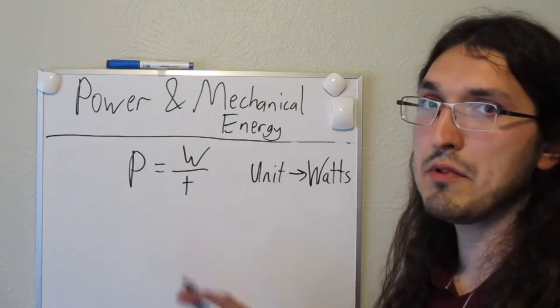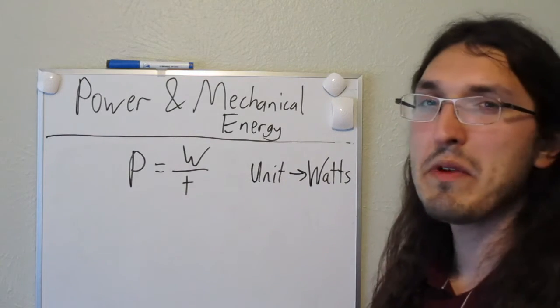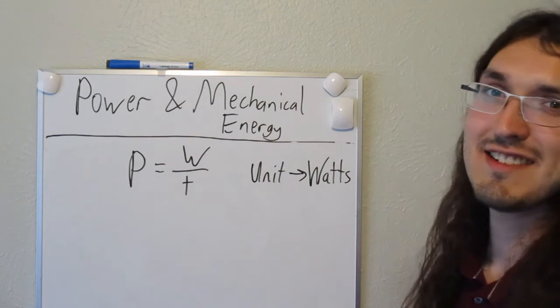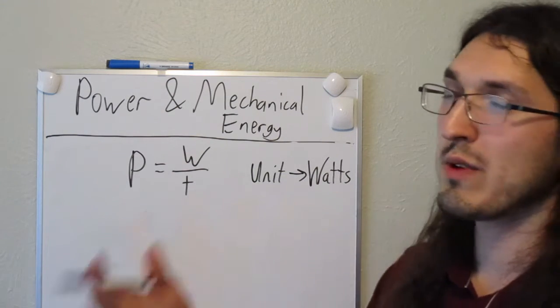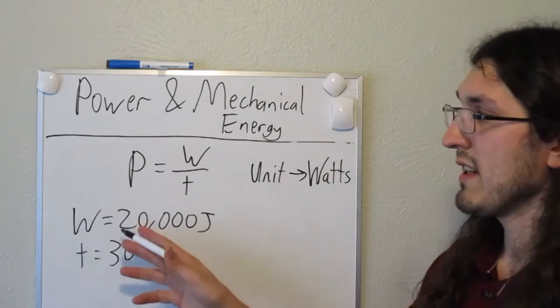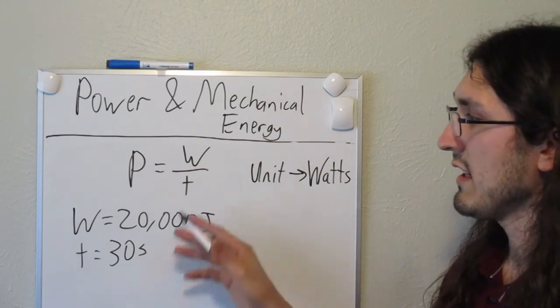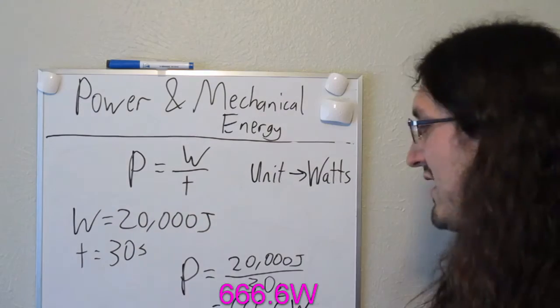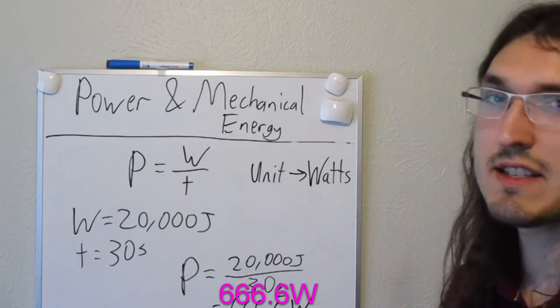I'll go ahead and do a quick example to calculate power. Let's say we want to know the power output of a sumo wrestler who is doing about 20,000 joules of work in 30 seconds. Okay, I would just plug in 20,000 here and 30 here. Okay, then I'll plug this in my calculator. The answer I get is 666.6 repeating watts.